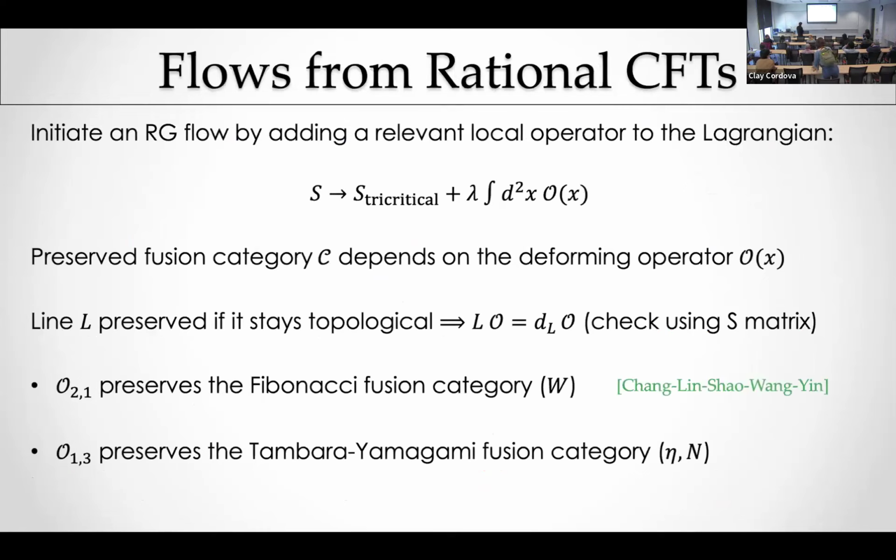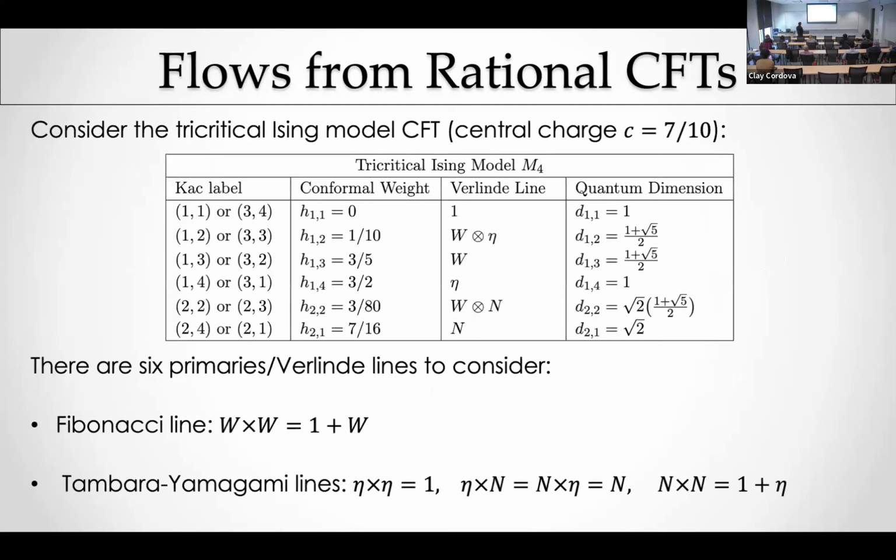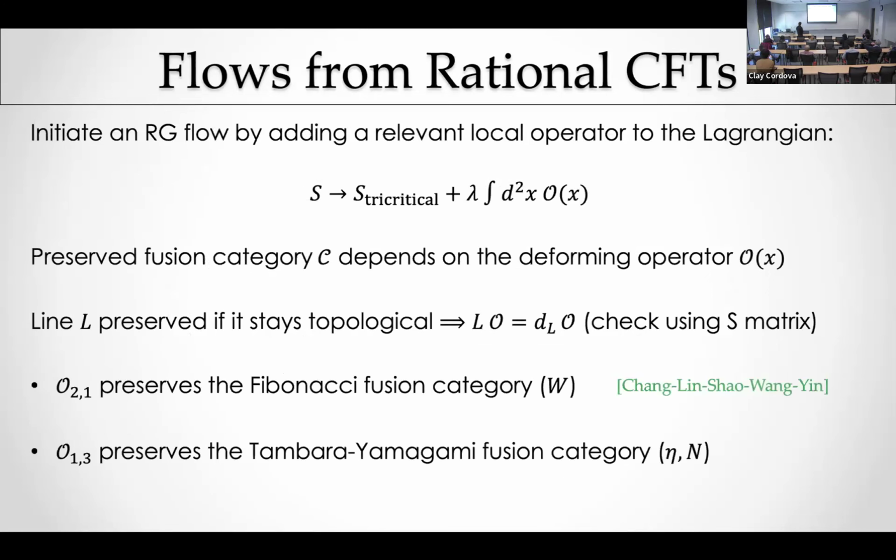If you have a topological line L which exists at the critical point, and you want to know whether it is preserved by the relevant deformation, the condition you need to check is this: this is the quantum dimension of the line. This is something you could check with the S matrix. We have these two interesting relevant operators in the tricritical Ising model, and the total symmetry has these two simple subcategories, Fibonacci and Tambara-Yamagami. Each deformation preserves one of those categories, but explicitly breaks the other.